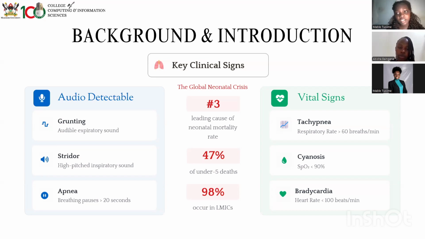And then vital signs like cyanosis, whereby the spatial oxygen is less than 90%, the bradycardia, where the heart rate is less than 100 beats per minute, and where respiratory rate is greater than 60 breaths per minute.